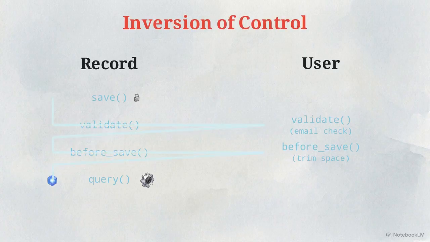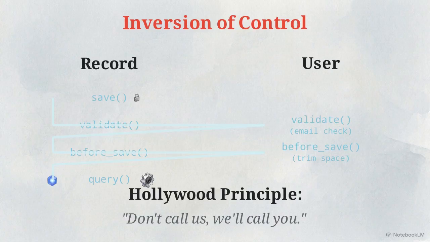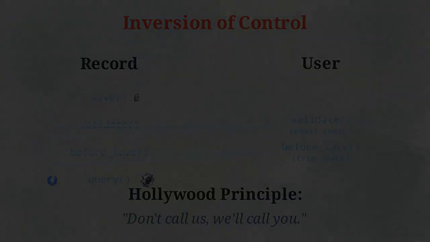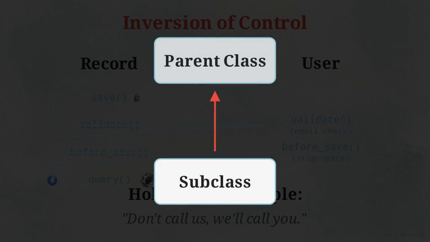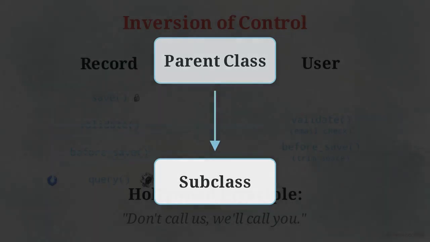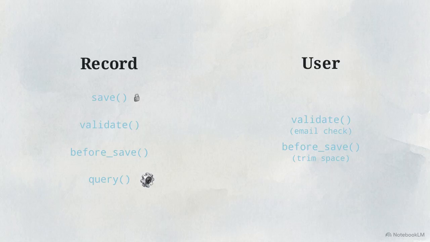It is governed by a famous architectural maxim known as the Hollywood principle. Don't call us, we'll call you. Normally, a subclass reaches up to call a parent method to share utility. Here, the high-level parent class reaches down to invoke the low-level subclass. Through inversion of control, the framework maintains authority over the lifecycle, relegating the subclass to a provider of micro-details.